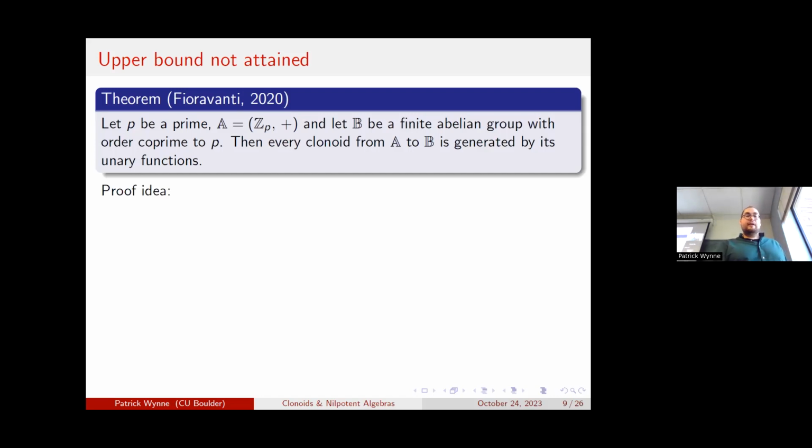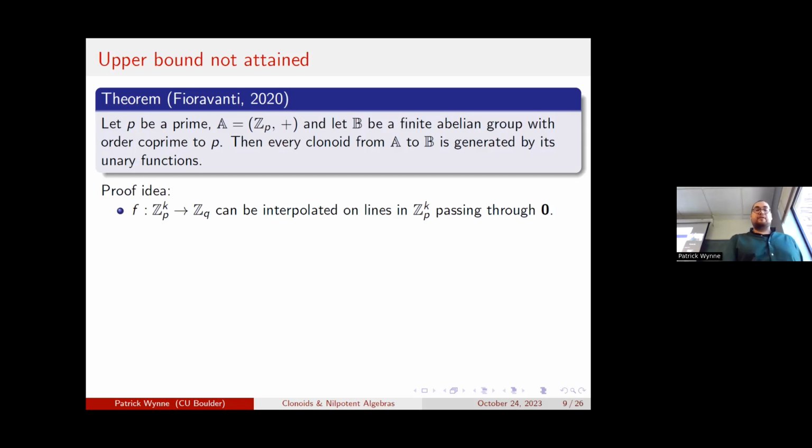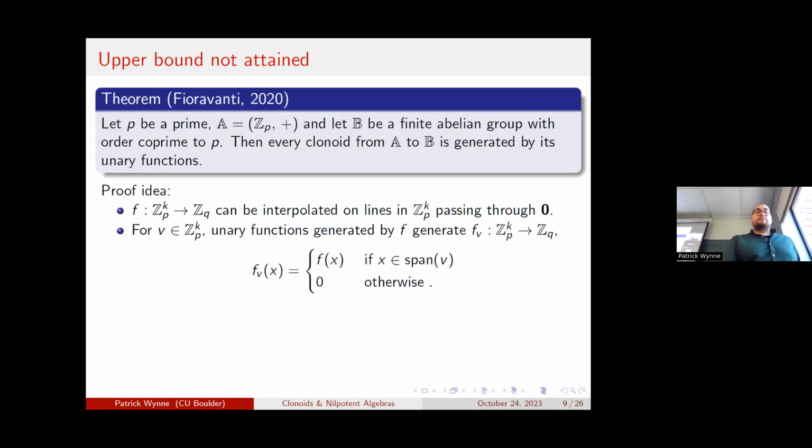And the idea of the proof is if we start with some function of arity k from Z_p into, I'll just sketch the proof for B equals Z_q here, then we can interpolate this function on lines that pass through the origin. Specifically, if we have some vector v in Z_p to the k, then we can look at the unary functions generated by this k-ary function f, and these unary functions now generate a function of arity k, which looks like f on the line generated by v, and it's 0 everywhere else.